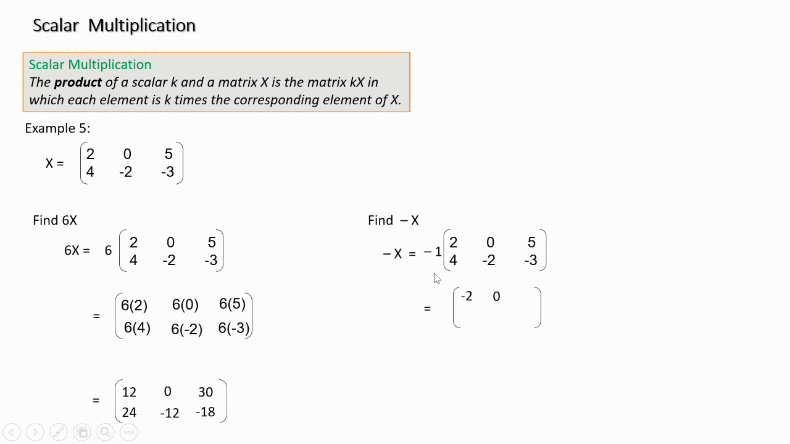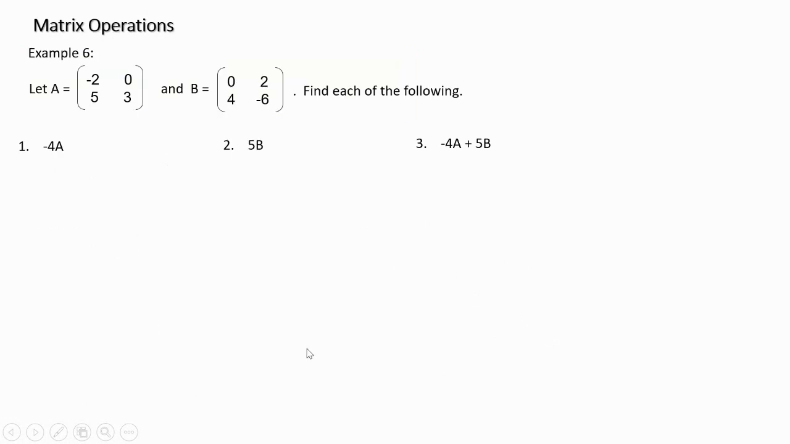Negative 1 times 0 is 0. Negative 1 times 5 is negative 5. Negative 1 times 4 will give us negative 4. Negative 1 times negative 2 will give us a positive 2. And finally, negative 1 times negative 3 will give us a positive 3. So in other words, all we do is switch all the signs. That'll be much quicker.